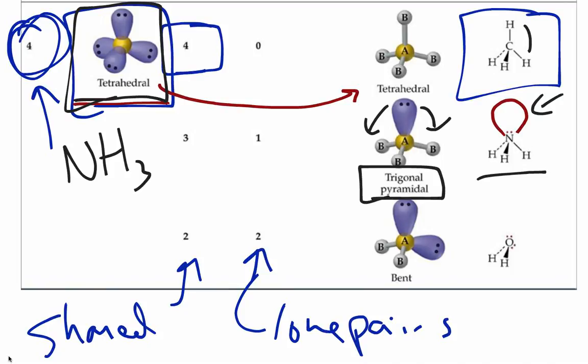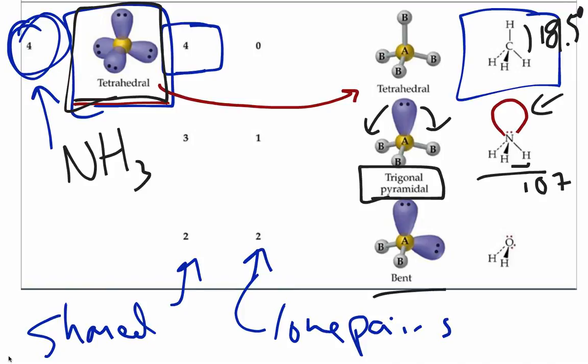And actually, if the bond angle here is 109.5 degrees, this bond angle now between the hydrogens is actually a little reduced because that lone pair takes up more room than a shared pair. The bond angle is actually about 107.